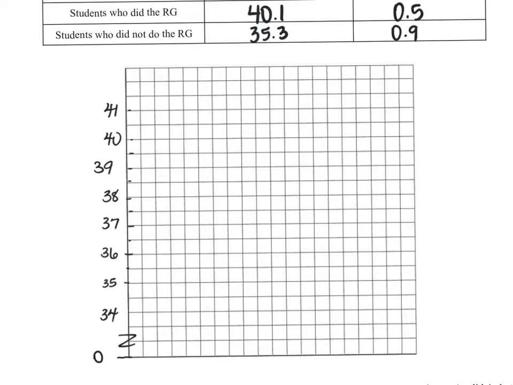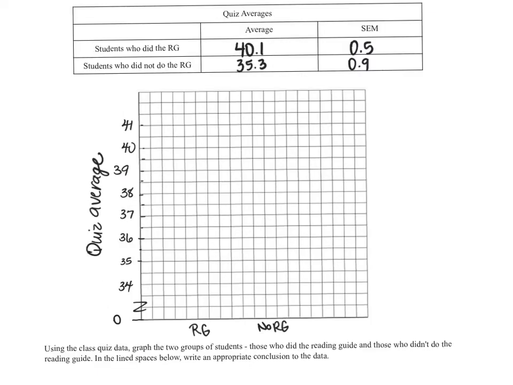Next, I'm going to label my axes. Along the y-axis, I have the student average or their quiz average. And for my x-axis, I'm going to label each bar as either RG for reading guide or no RG for students who did not do the reading guide. Next, I'm going to go ahead and draw my bars in. Here are the two bars for my data. I'm now going to add my SEM bars.